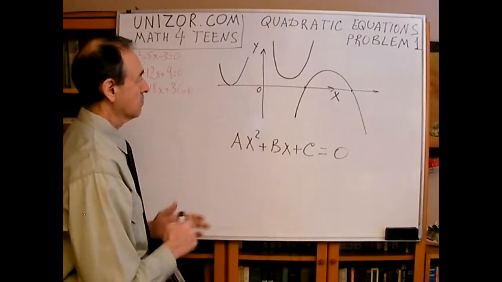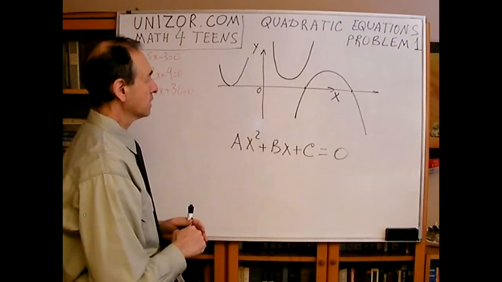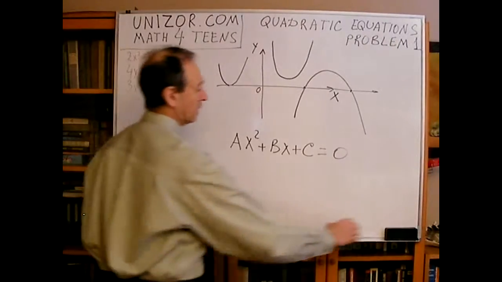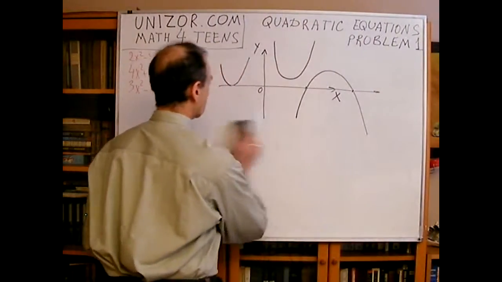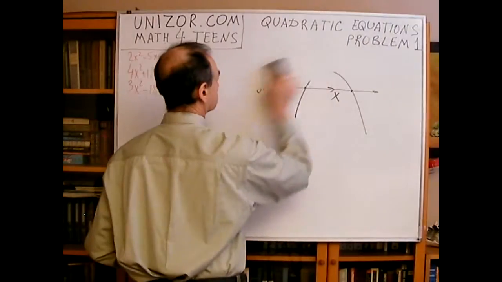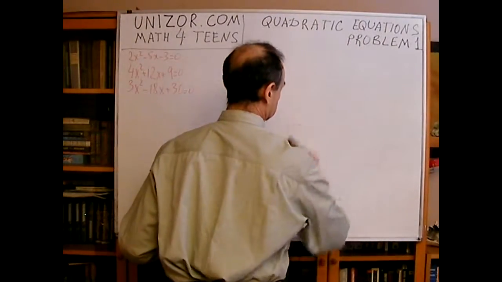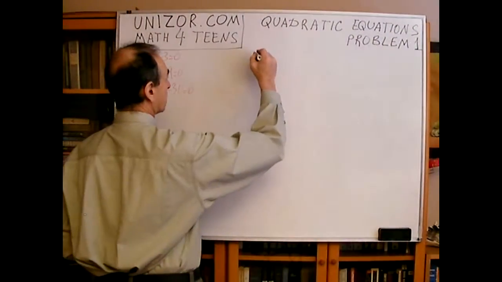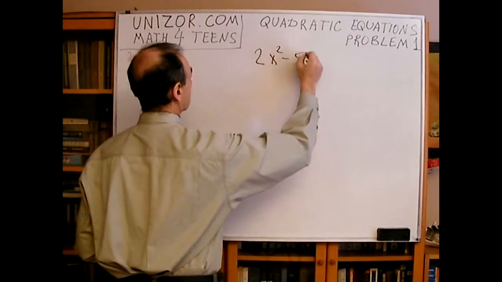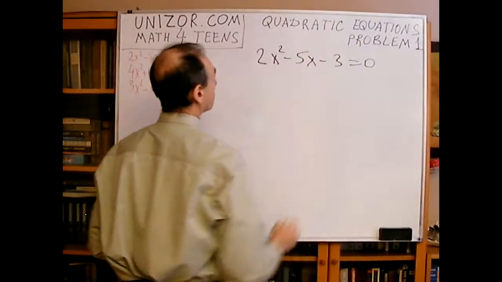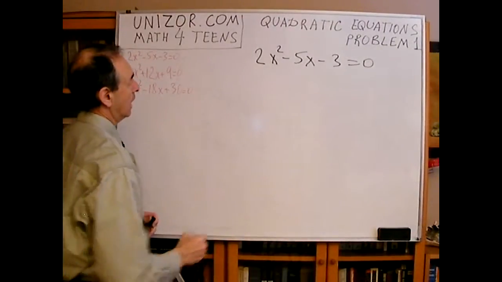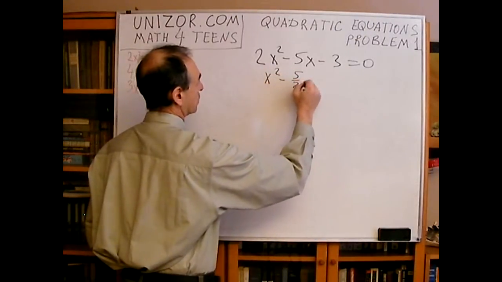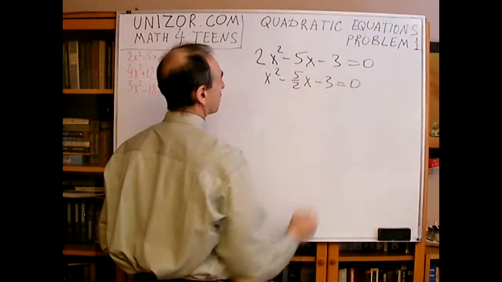Now, let's just make it more concrete in each of those cases. So I will try to draw a graph, and we will see how it actually illustrates. So again, let's start from the beginning. 2x squared minus 5x minus 3 is equal to 0. I divided this thing by 2. X squared minus 5/2x minus 3 is equal to 0.